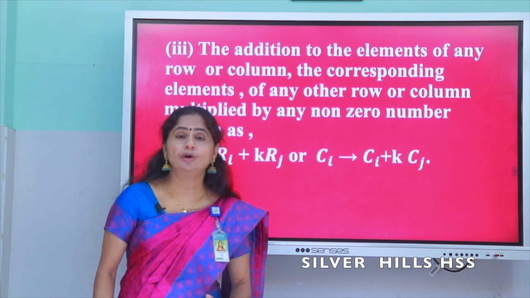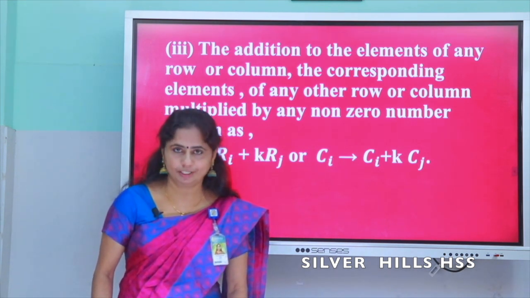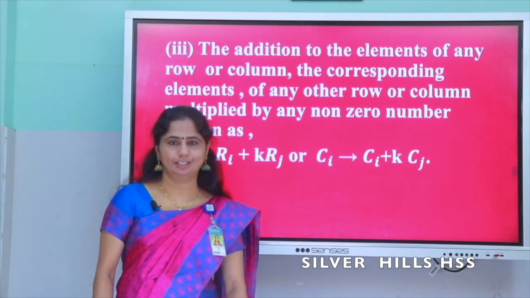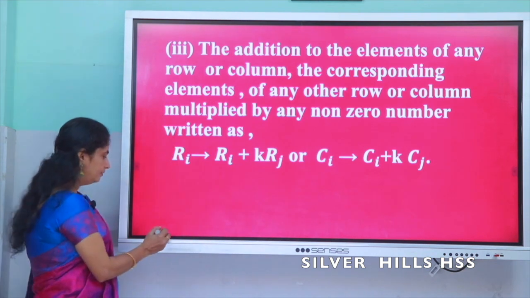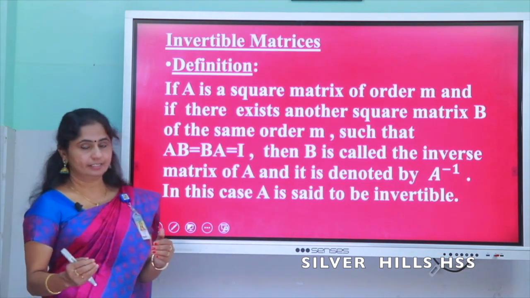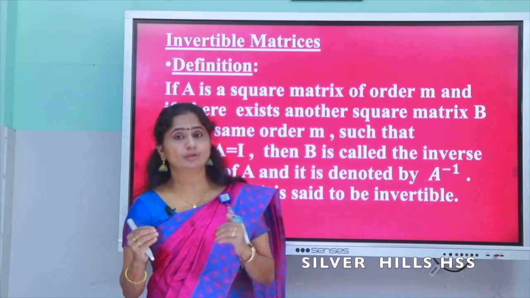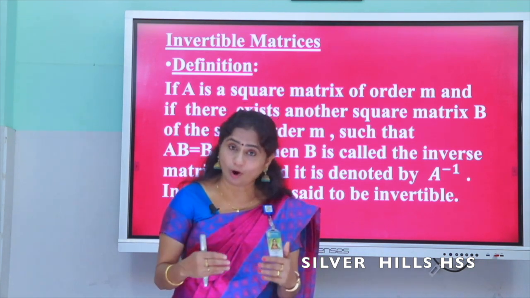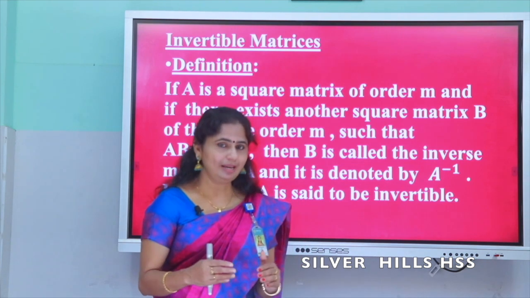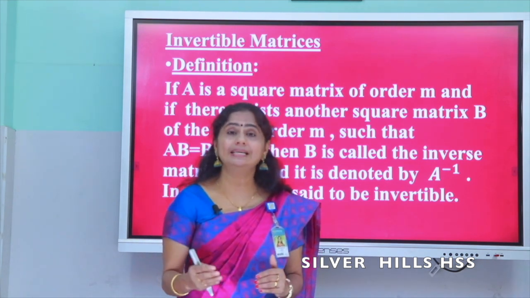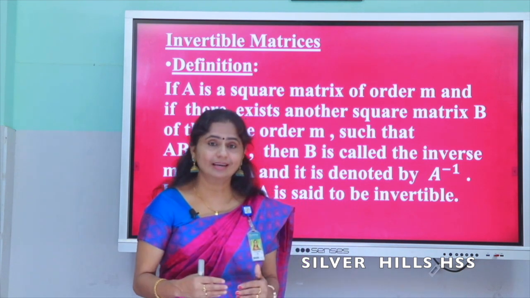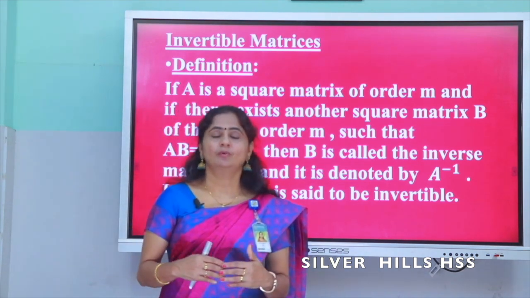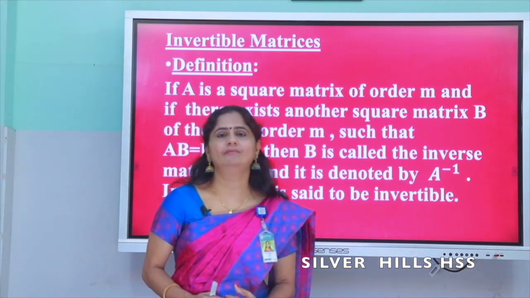So these are the 3 row operations and the 3 column operations that we are going to apply in doing the problems using the elementary operations. Also, the definition of the invertible matrices says that if A is a square matrix of order M, and if we can find another square matrix B of the same order such that AB is equal to BA is equal to the identity matrix, then we can say that B is the inverse of the matrix A. So in this case we say that the matrix is said to be invertible.